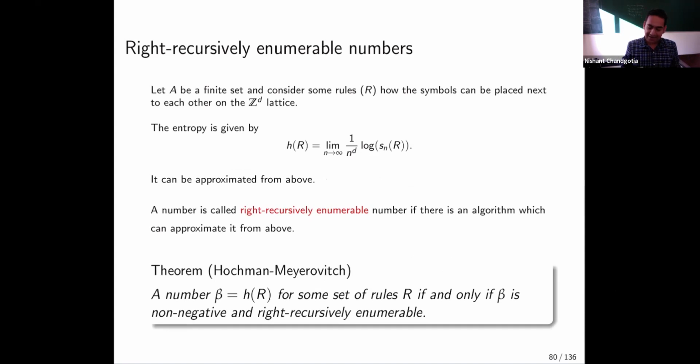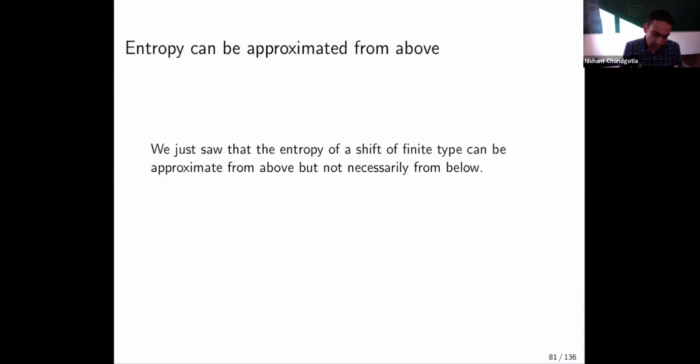And it turns out, and it's a landmark paper of Hochman and Meyerovitch from 2010, where they prove that a number is the entropy of some such object if and only if it is non-negative and it is right recursively enumerable. So somehow the only way you can compute this entropy is to approximate it from above. This is the only general game in town. You can't do anything else. And this is kind of mind-boggling. So we can approximate the entropy of these objects of finite type from above, but we cannot necessarily do it from below.